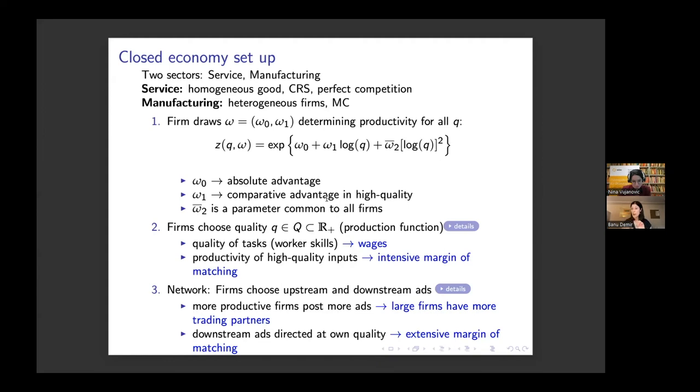Now, each firm is characterized by two parameters, omega zero and omega one. Omega zero, you can think of as the absolute advantage of the firm, so the overall productivity of the firm, regardless of which quality segment it is operating in the market. Omega one, on the other hand, governs the firm's comparative advantage in producing high quality products. So a firm might draw a very favorable omega zero, but a very bad omega one. It is possible, so we are allowing that. But remember, we are going to estimate the joint distribution of omega zero and omega one in the data. And there's also a parameter that is common to all firms, that's omega two. This omega two simply governs the curvature of the productivity schedule, right?